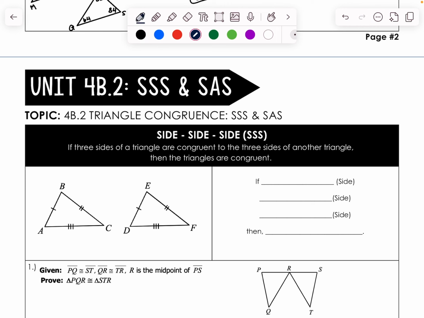In our picture here, if we can show that AB is congruent to DE, and BC is congruent to EF, and then AC is congruent to DF, right, then we can say that those triangles are congruent. So then we can say that triangle ABC is congruent to triangle DEF. Just make sure that your congruency statement matches and that all the corresponding sides are congruent.